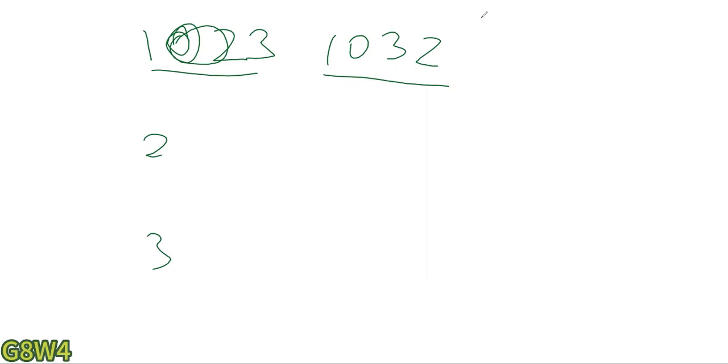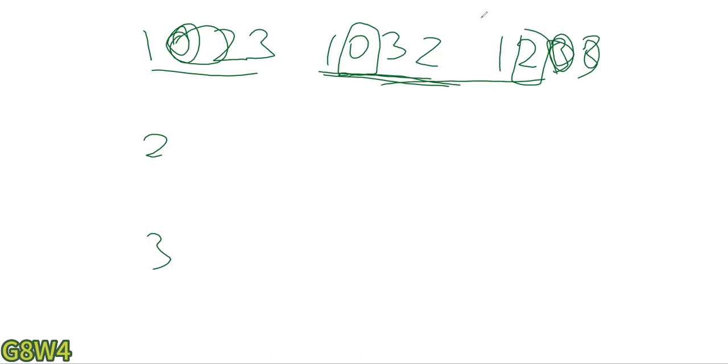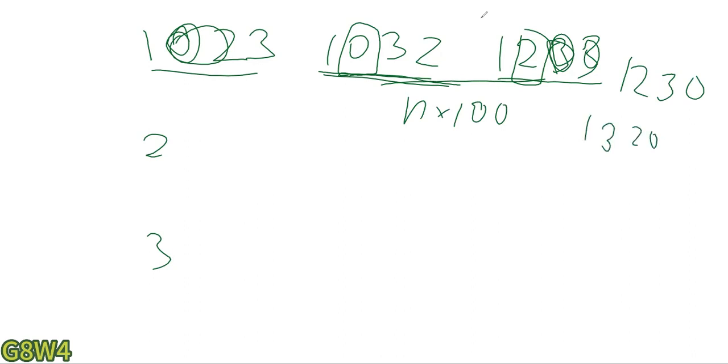The magnitude is different. After 1032, we have 1203. So we see that there's the 0 and there's the 2, so the difference is on the order of hundreds, which is basically like the difference is n times 100. Let's continue. We have 1203, 1230. If we swap the 0 and the 3 around, then the order of the difference is in tens. And then after that, we have 1302 and then 1320, and then we go to the twos.